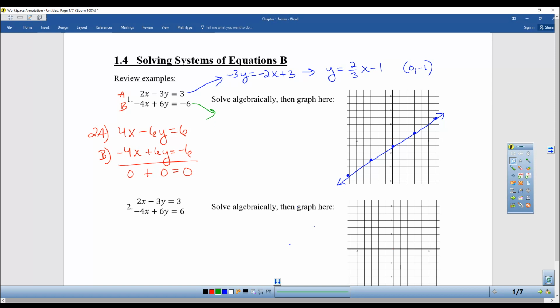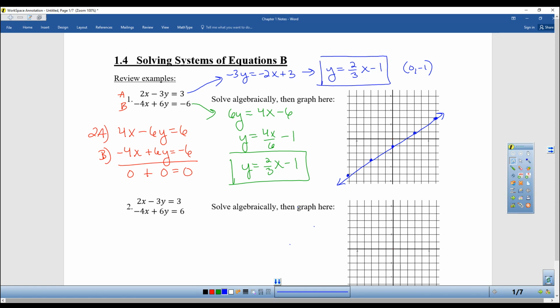Now this one, again, I'm going to do some steps without you. I think you can do it though. 6y is equal to 4x. I brought the 4x over, minus 6. Divide by 6. Notice I'm not showing that step anymore. Divide by 6 I can do in my head. y equals 2/3 x minus 1. So look what we have here. We have the exact same line.